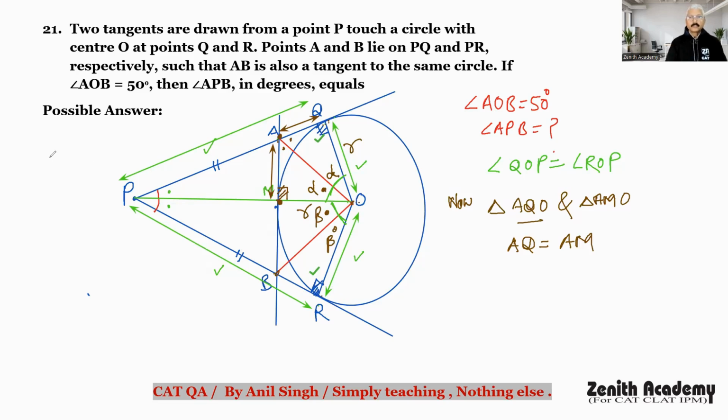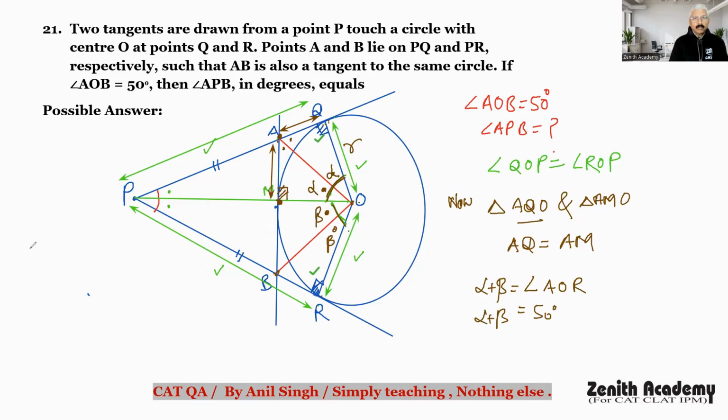Okay. So I think the point is very clear that alpha plus beta. What is alpha plus beta? Alpha plus beta is actually equal to angle AOR. AOR is alpha plus beta, so it is equal to 50 degrees. Alpha plus beta is 50 degrees. And now this alpha and this alpha make 2 alpha, and it is 2 beta.